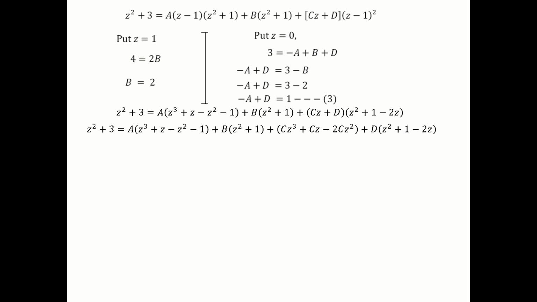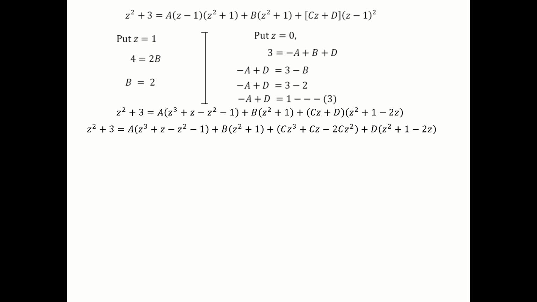So Cz cubed plus Cz into 1, that is Cz, plus Cz into minus 2z, minus 2Cz squared, plus D into z squared plus 1 minus 2z. Now grouping the coefficients. So z squared plus 3 is equal to, now first take the z cube coefficients on the right side. So first z cube into A, so A plus C into z cube.